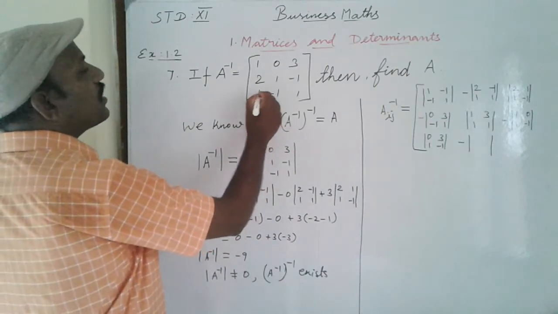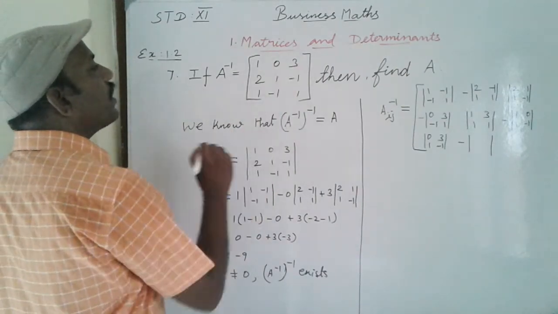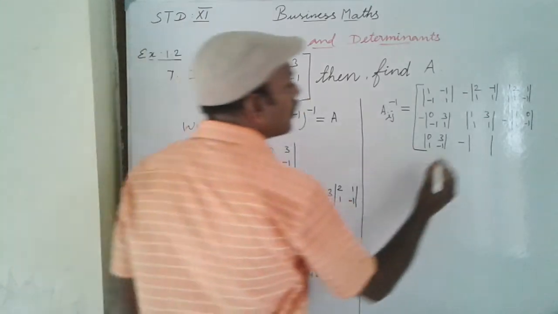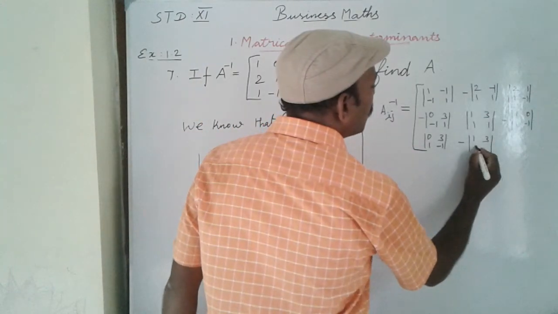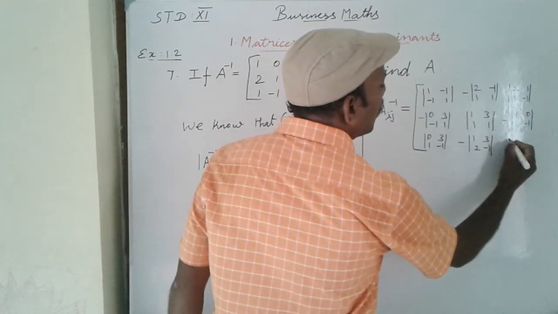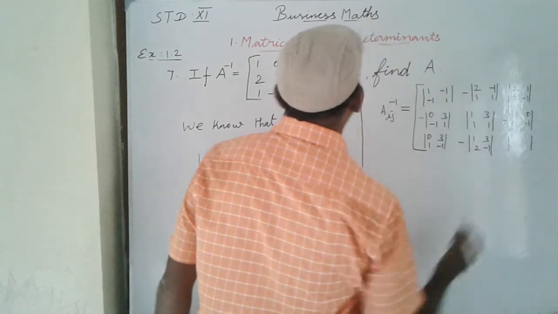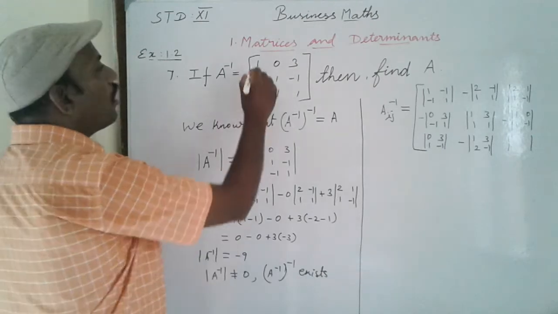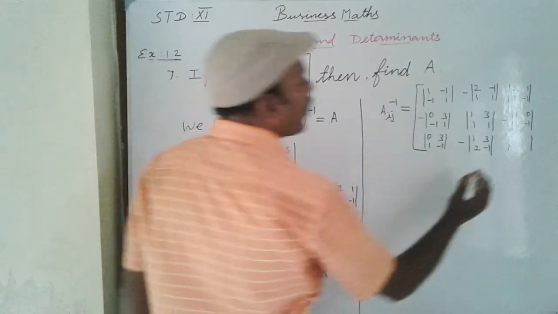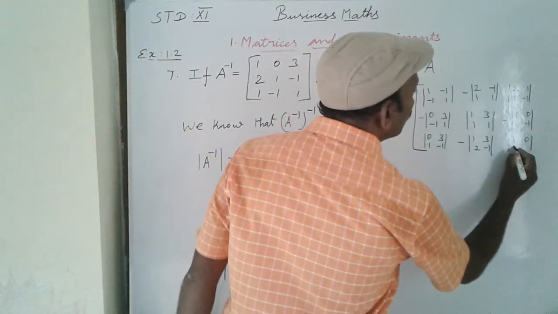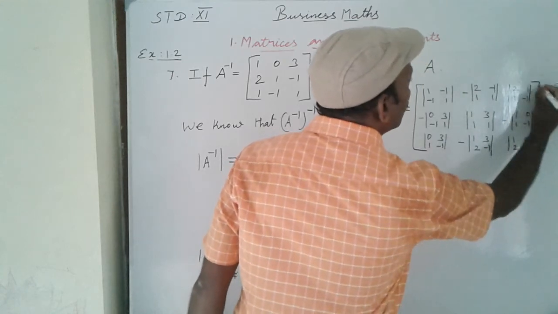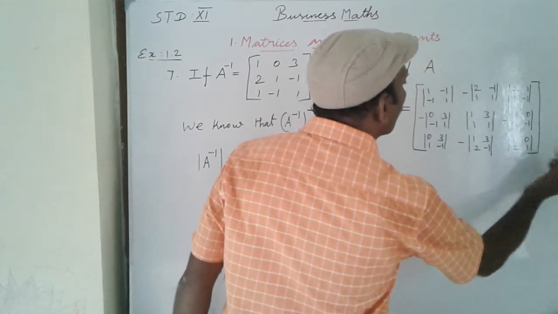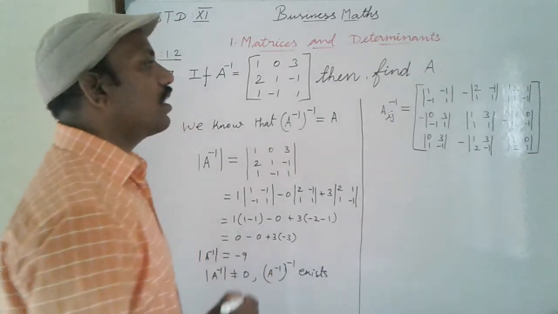Cofactor of minus 1, row and column eliminated: 1 3, 2 minus 1. Next is the plus symbol. Cofactor of 1, row and column eliminated: 1 0, 2 1. This is the cofactor of A inverse.